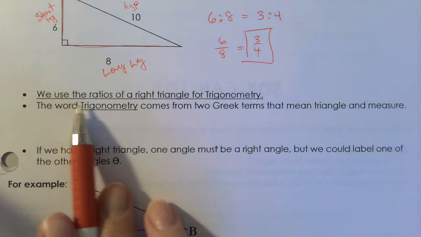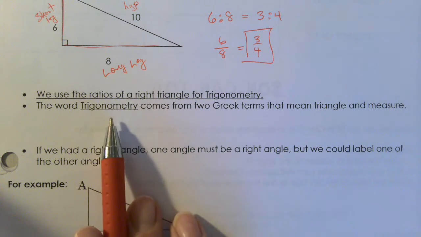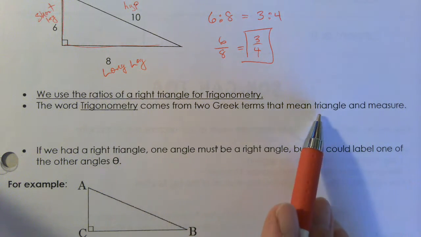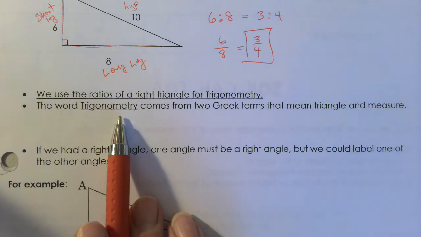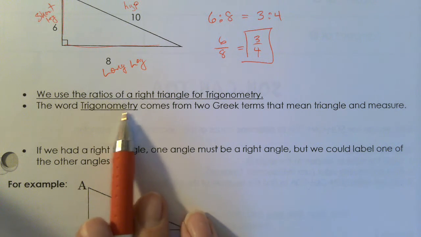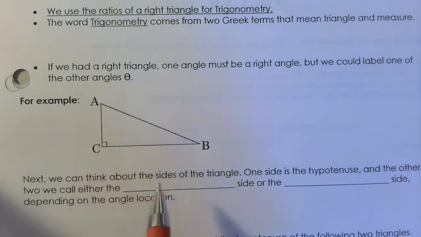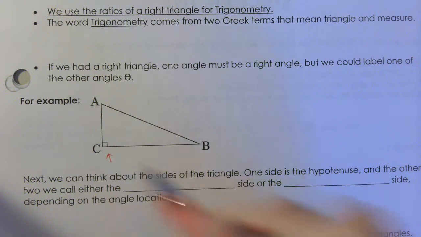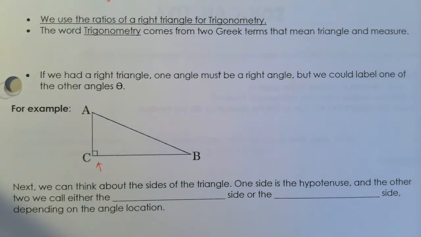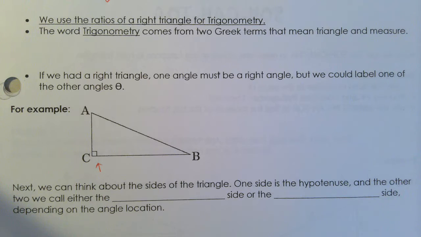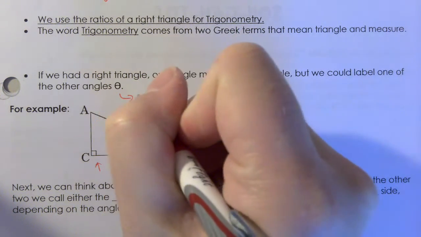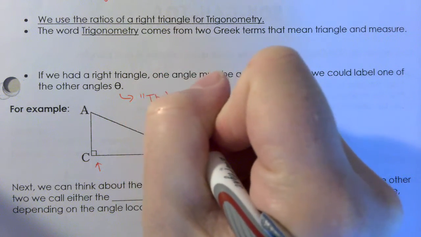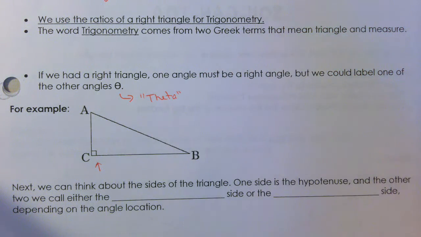All right, we use the ratios of a right triangle for trigonometry. The word trigonometry comes from two terms that mean triangle and measure: trig, and then the metry in there. If we have a right triangle, one angle must be a right angle. So here's my right angle. We could label one of the other angles theta. Theta is part of the Greek alphabet, and it really stands for the measure of our angle, but you could use any variable for it.